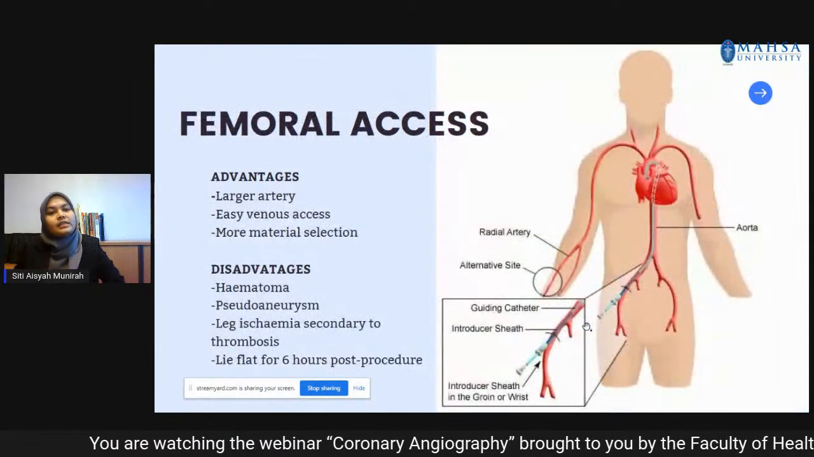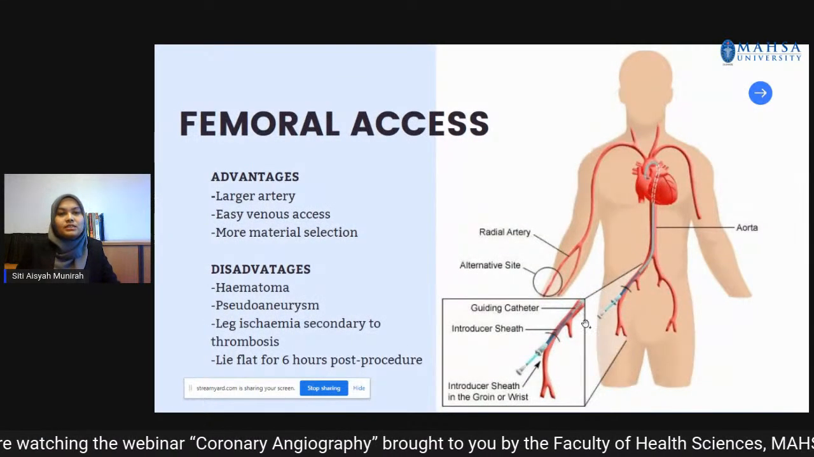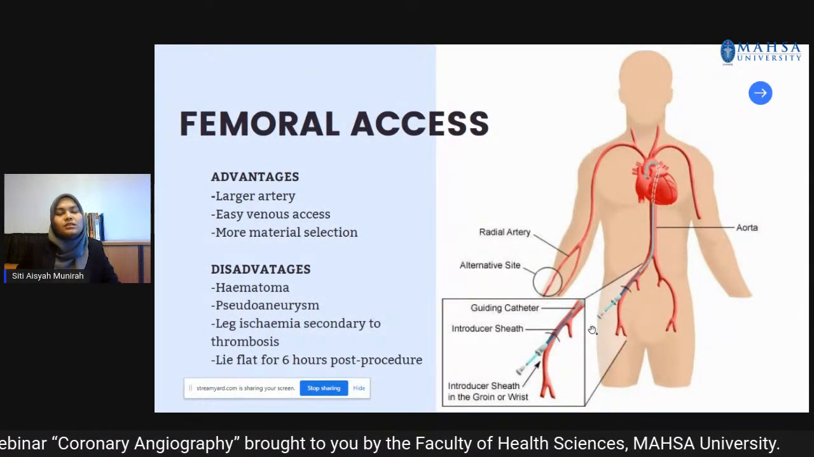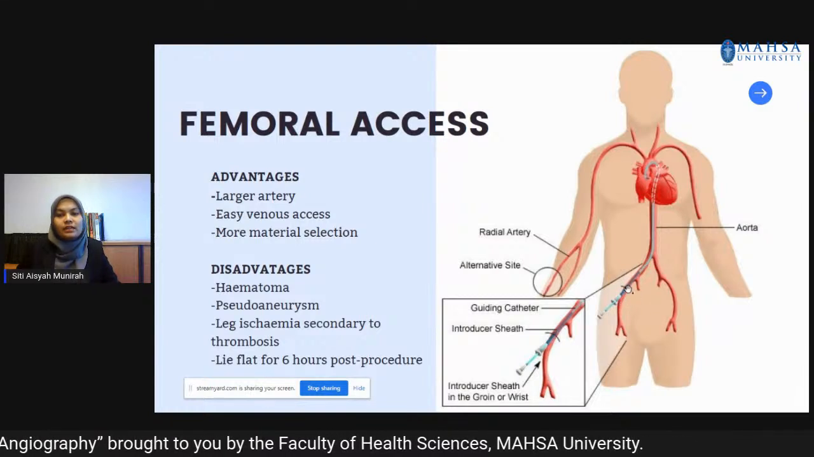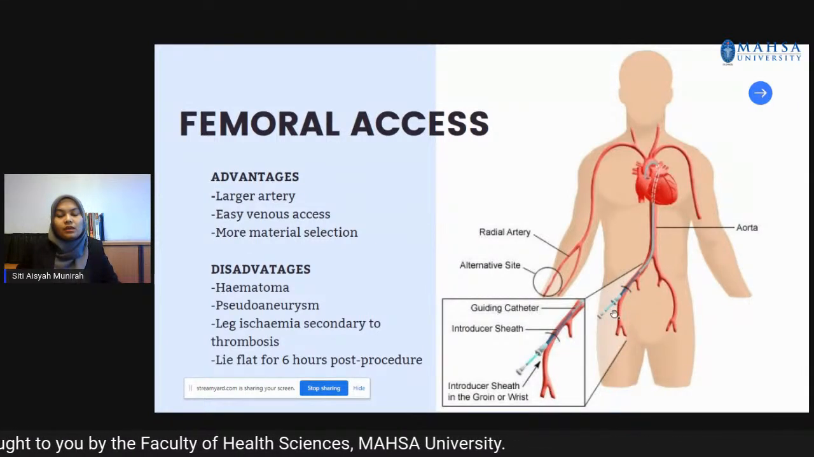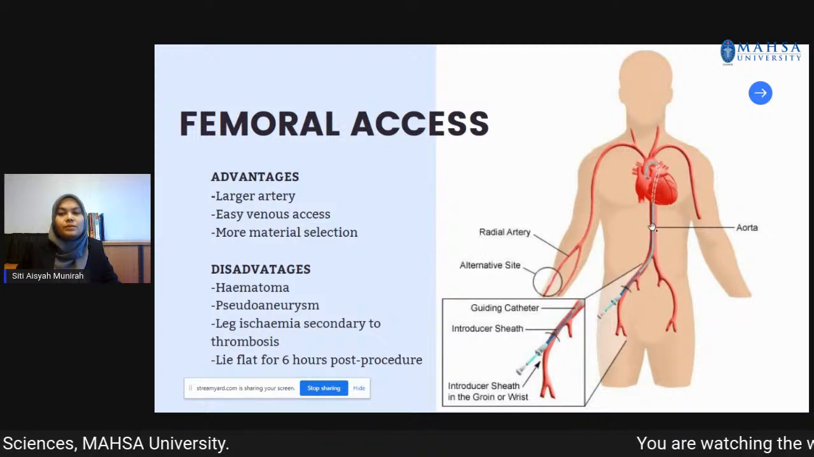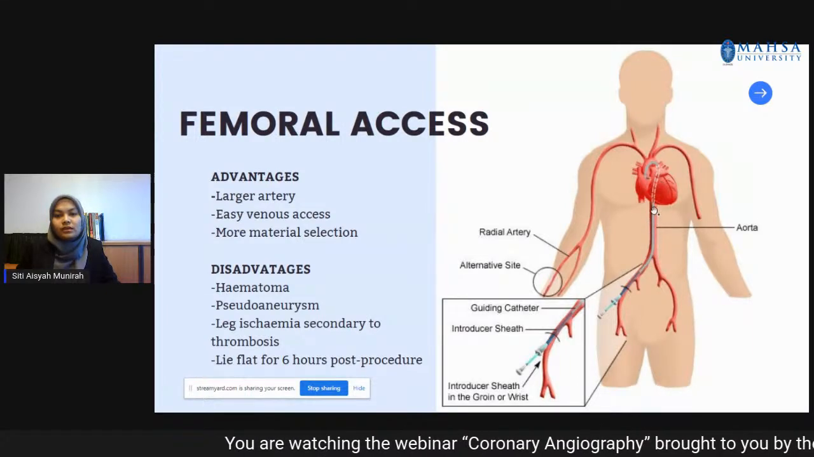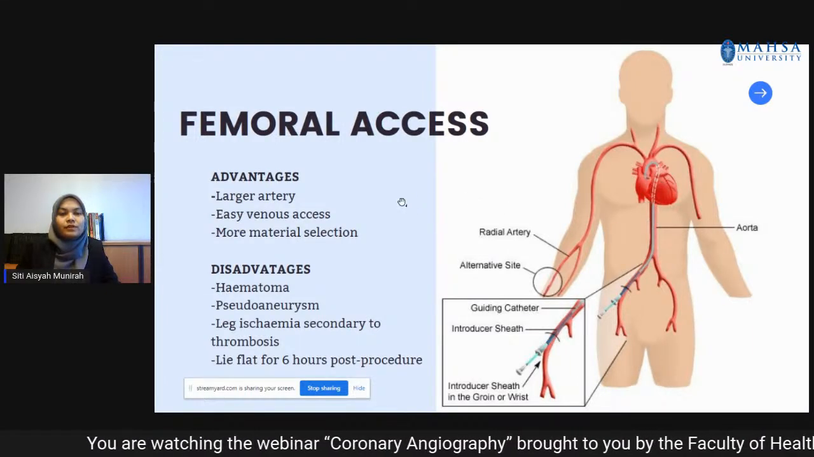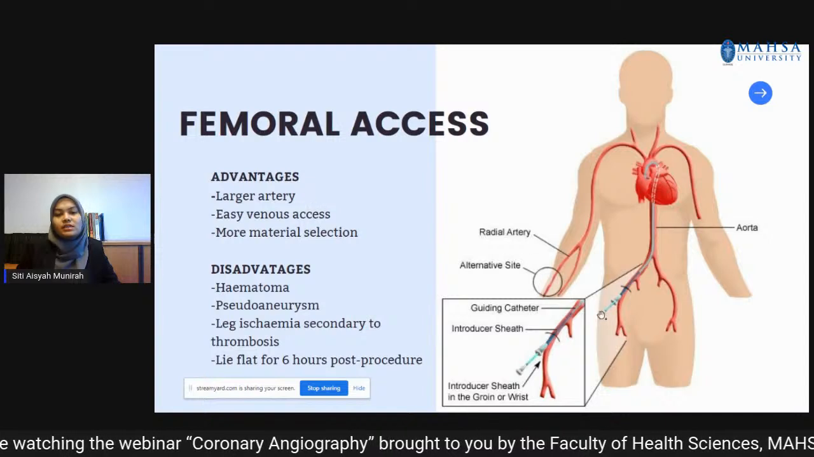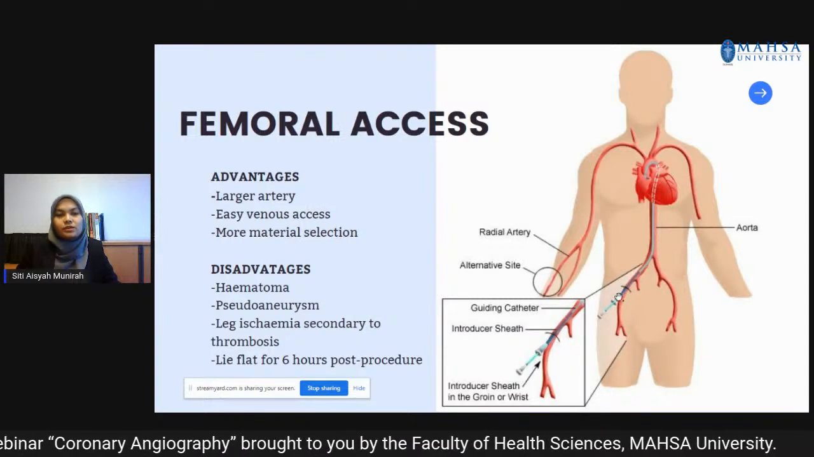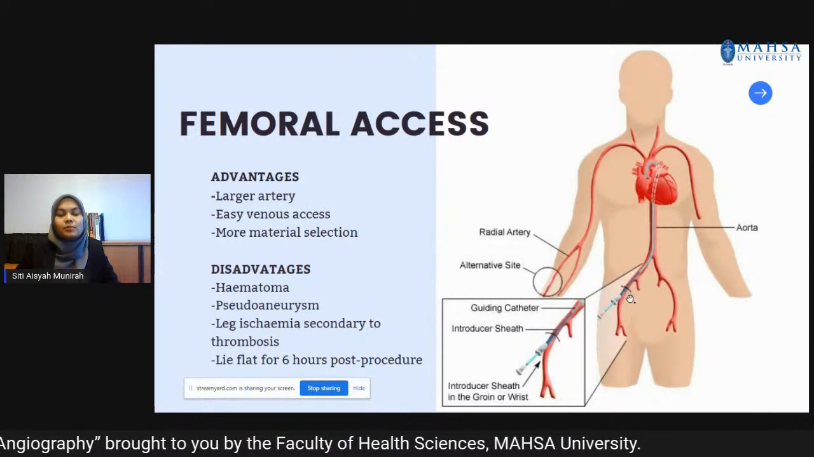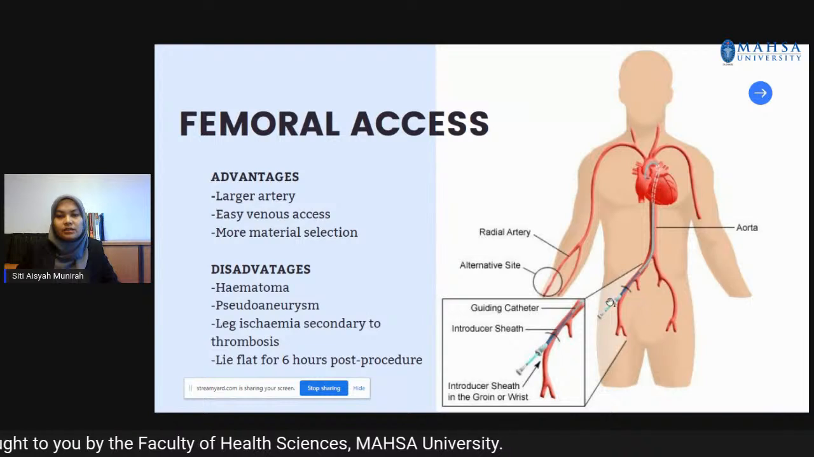Then the second type of access is the femoral access, where the femoral artery is used at the area of the joint. Okay. And from this site, the catheter will be threaded to the site of interest at the heart, through the abdominal aorta. For the femoral access, the advantage is that it is a large artery, so it can provide more material selection here.